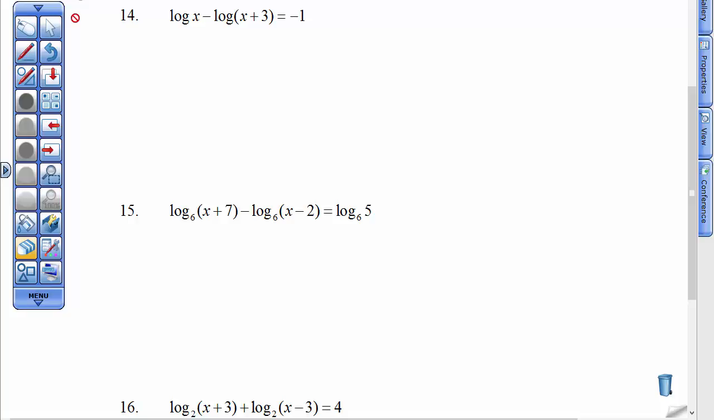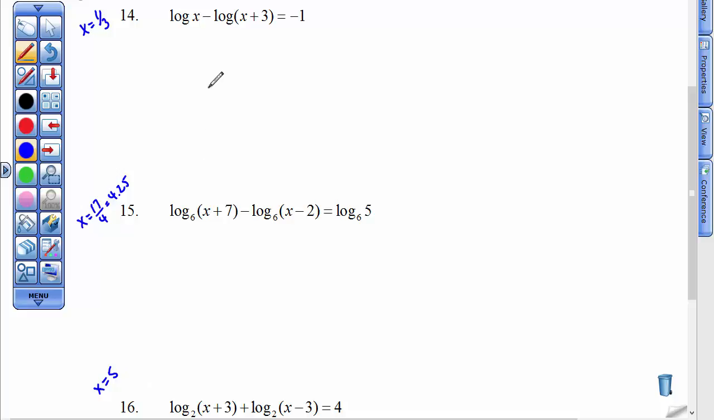The answer to number 14, x turns out to be 1/3. The answer to number 15, x turns out to be 17/4, or 4.25. And the answer for number 16 is x is 5. There was also an answer for number 16 of a -5, but that will not check.